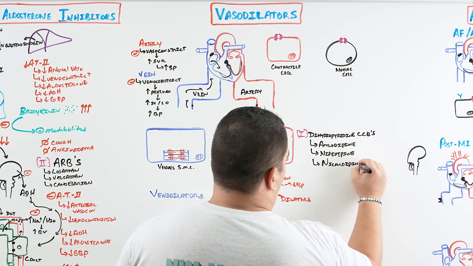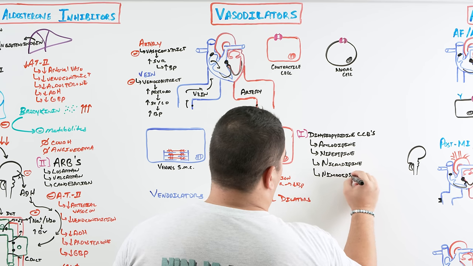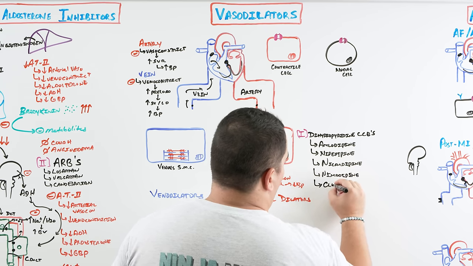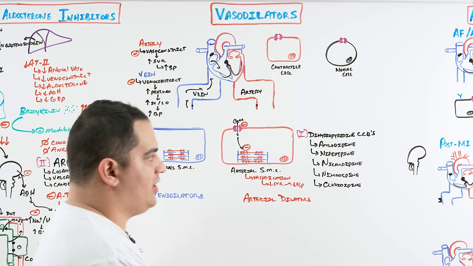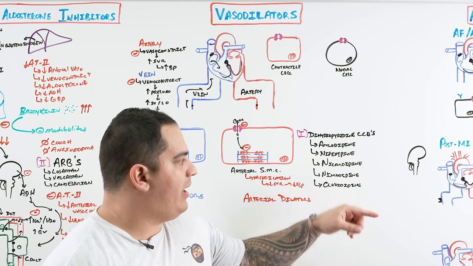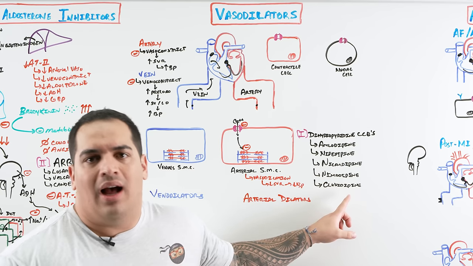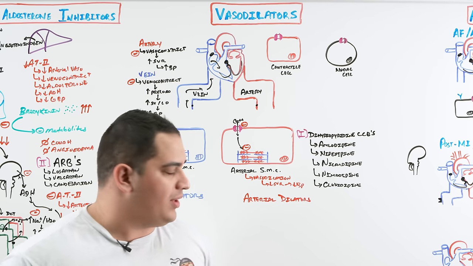Nicardipine. Another one is called nimodipine. This is a very commonly utilized one in our subarachnoid patients. And then another one is called clevidipine. These are some of the drugs that you can prescribe. The most commonly prescribed outpatient ones are going to be amlodipine and nifedipine. And the most commonly utilized ones in the ICU or hospital setting, or as infusions, are clevidipine and nicardipine. Very, very good, powerful drugs.